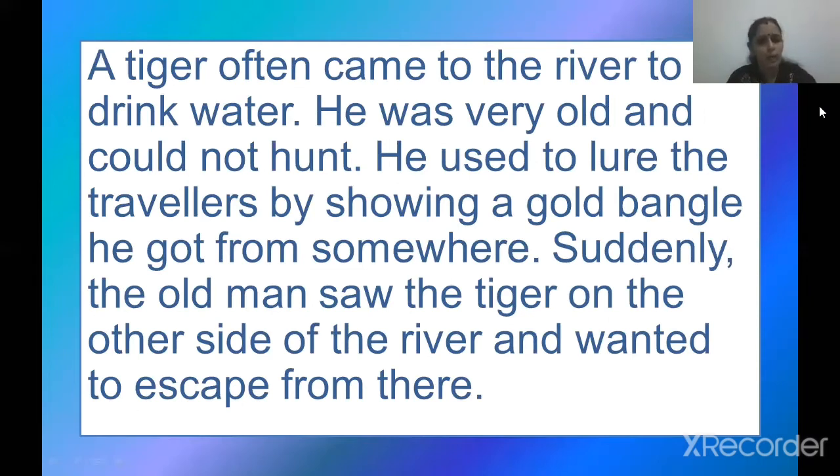He was very old and could not hunt. The tiger had become very old now and he was not in a position to hunt. So we are writing, he was very old and could not hunt. He used to lure the travelers by showing gold bangle he got from somewhere. The tiger had got a gold bangle from somewhere and he used to lure the travelers. That means he used to show the travelers that and make them fall for his cunning wit. Okay?